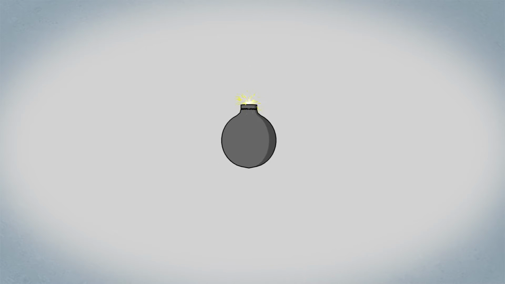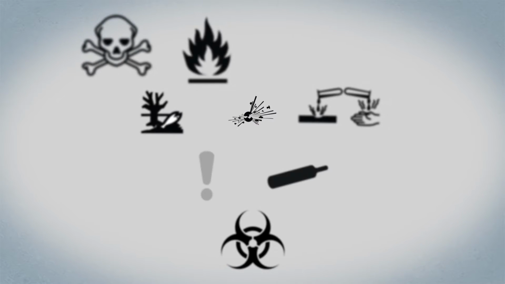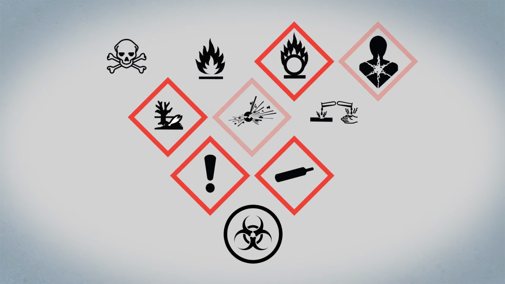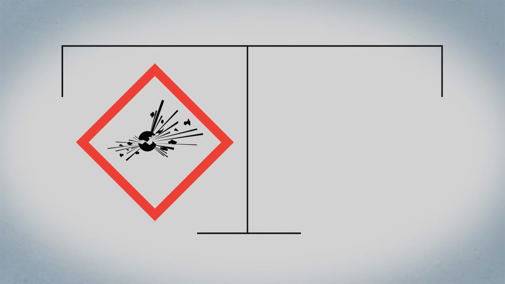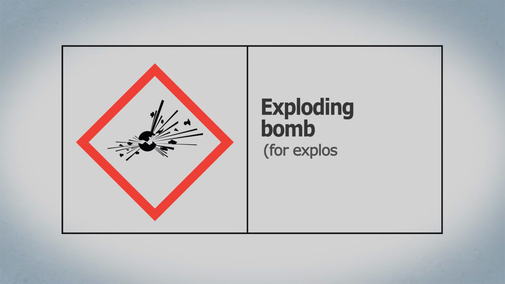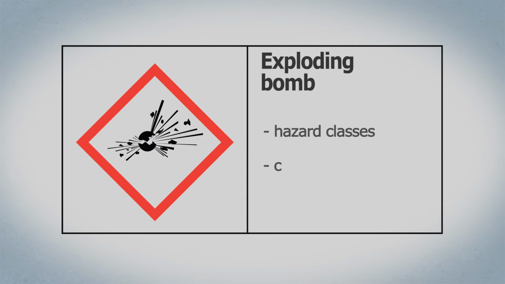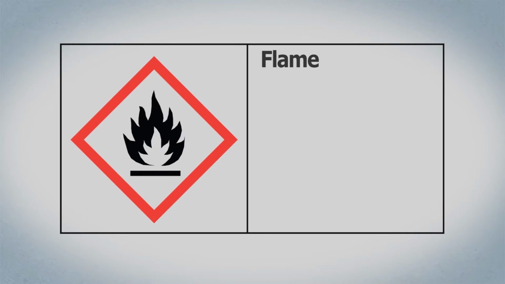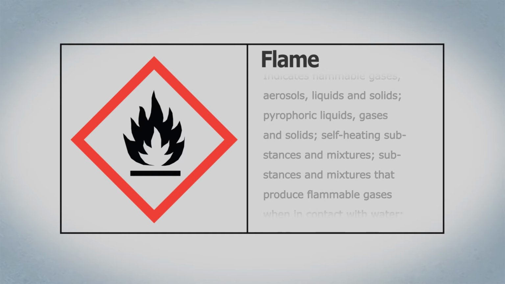WHMIS 2015 includes pictograms that show the type of hazard present. All pictograms except one have a red diamond-shaped border. The name of the pictogram describes the overall hazard, and most pictograms have a number of hazard classes and categories. For example, the flame pictogram is used for flammable gases, aerosols, liquids, and solids.